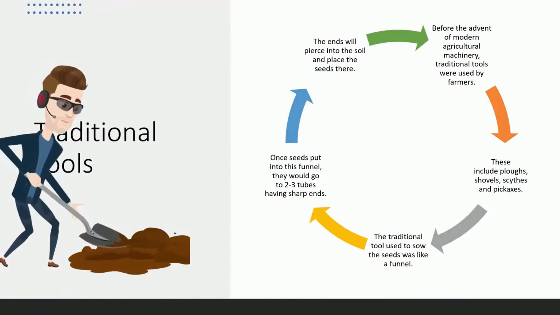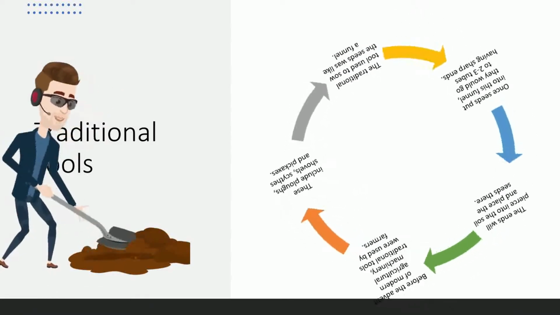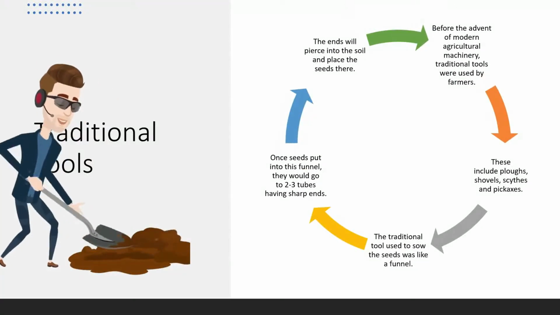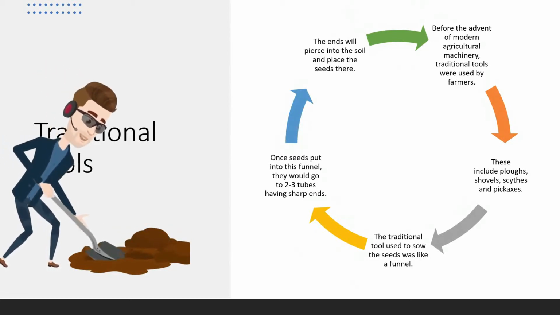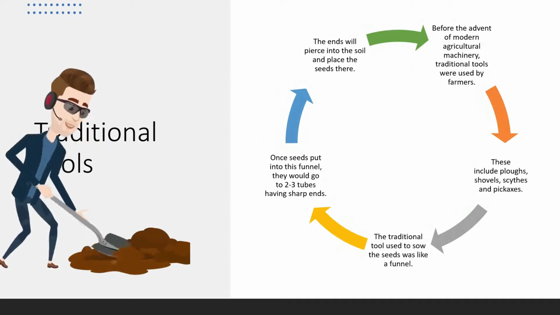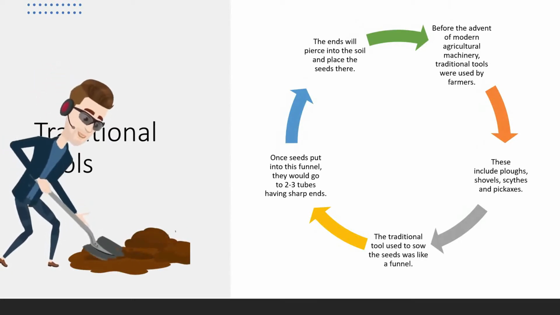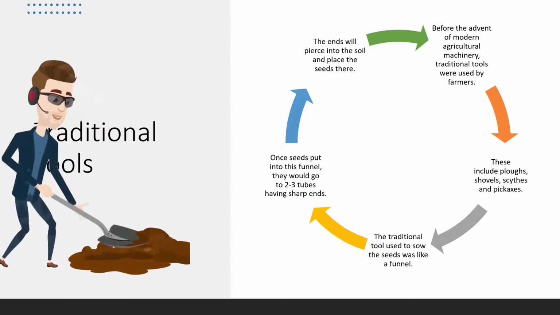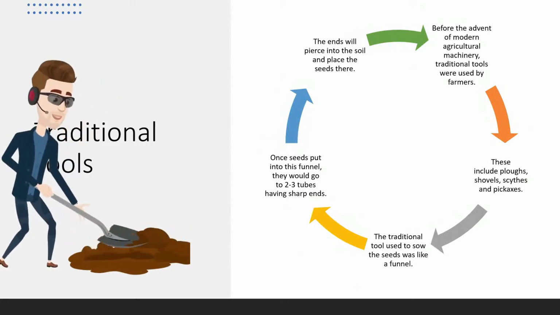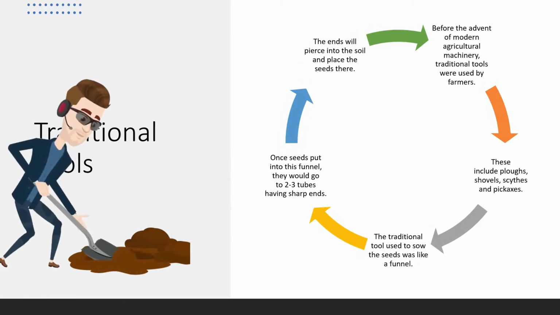Traditional tools. Before the advent of modern agricultural machinery, traditional tools were used by farmers. These include plows, shovels, scythes and pickaxes. The traditional tool used to sow the seeds was like a funnel. Once seeds are put into this funnel, they would go to 2 to 3 tubes having sharp ends. The ends will pierce into the soil and place the seeds there.